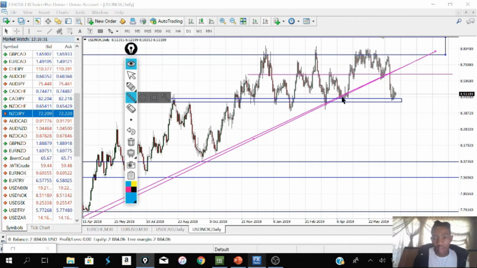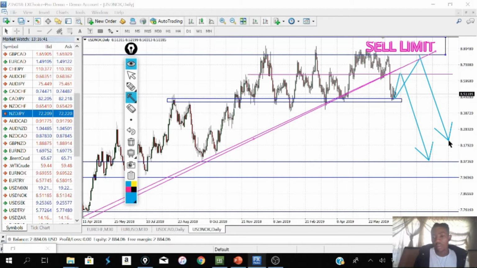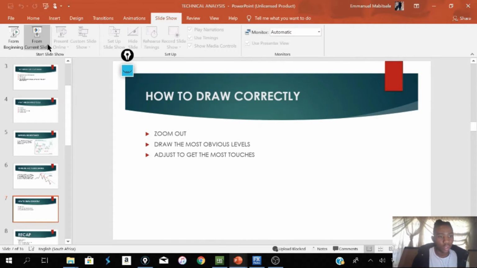Why would I do that? I'm seeing that after a cross, I want to enter upon retest. By so doing, I'm seeing the sell going from here, or basically from around here. And now let's continue with the current slide.